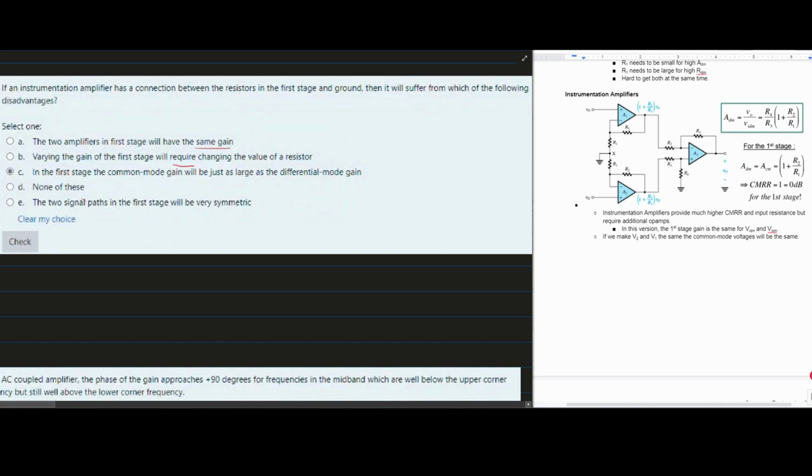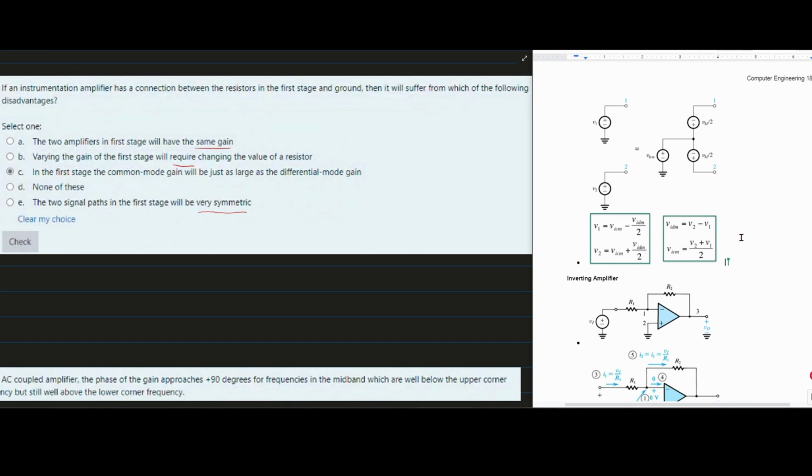Next, we have the two signal paths in the first stage will be very symmetric. This is not necessarily true. And so the last one that we have is C. In the first stage, the common mode gain is going to be just as large as the differential gain.